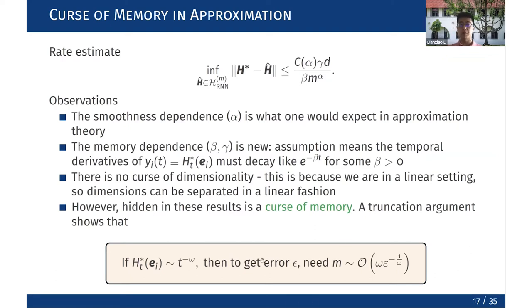But what we can show through a truncation argument is that to get the error down to epsilon, we actually need an exponentially large number of neural network nodes, M. The size of my hypothesis space has to be exponentially large in omega for this to work. This is very much like the curse of dimensionality, except this time it's on the decay rate of your target relationship. We coin this the curse of memory, and we can show that it occurs in recurrent neural networks even in the linear case.